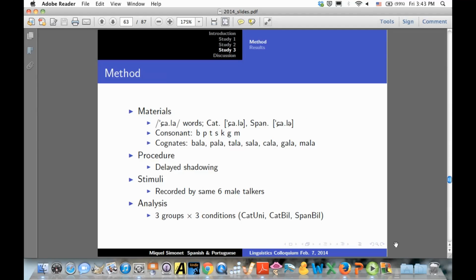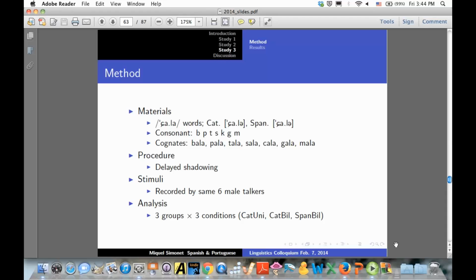Oops, there's a mistake. Don't look at the consonant. This is unintended. So there are words with a combination with the vowel a, l, a, which in Catalan surfaces as a-schwa because the second one is unstressed, and in Spanish surfaces as ala. The second vowel is unstressed, but there's no change. So we have words such as bala, pala, tala, sala, gala, mala, which are cognates in Spanish. It's the same words, same meaning, not a problem. The only difference, there's a bit of a difference in the L, but most of the difference comes from the schwa or non-schwa in the second syllable.